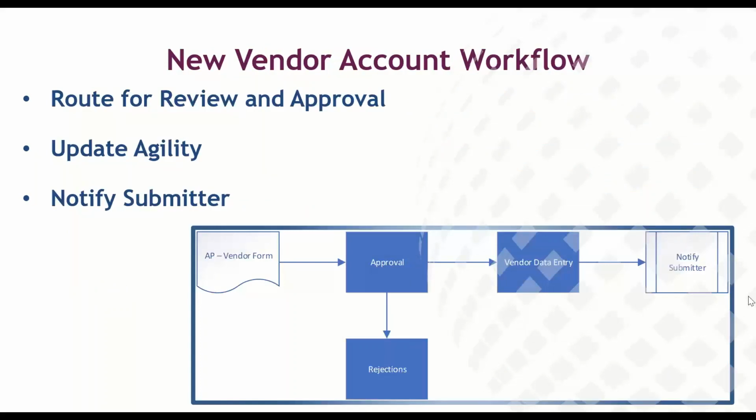And then from a workflow perspective, once that form is filled out and submitted, behind the scenes it'll route to the appropriate individual for review and approval. With the integration with Agility, we can also send that information over to make sure that vendor is set up appropriately. And we can set up notifications as well, where whoever submitted the form initially will be notified whether the vendor's been approved or ultimately denied or rejected.